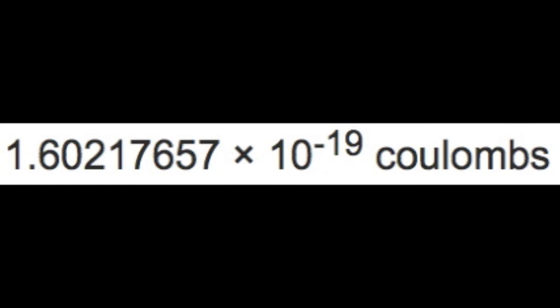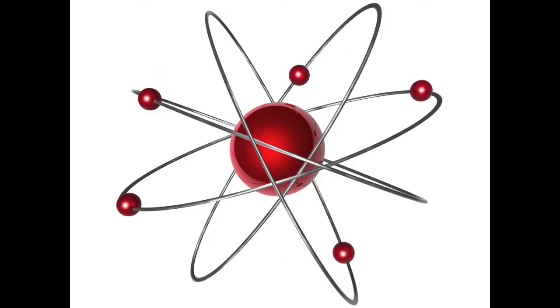This number was the one Millikan was looking for, and it also showed that the value is quantized. The smallest unit of charge was this amount, and it was proven that this was the charge on a single electron.